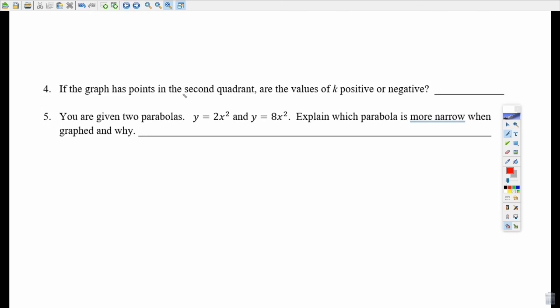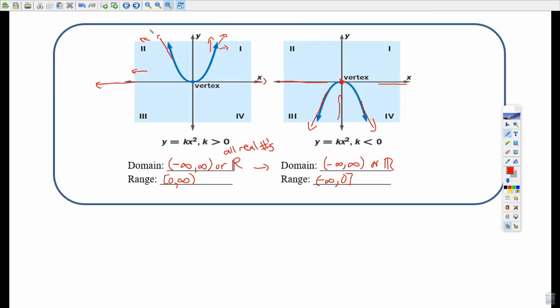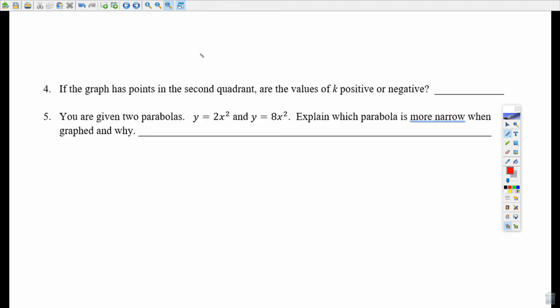If the graph has points in the second quadrant, are the values of k positive or negative? So if you look at the second quadrant, let's go back to this. Here's the second quadrant. The graph only has points in the second quadrant if it's a positive graph. So sometimes you have to go back and look at those pictures to see. So the value of k would be positive. That's the only time it actually is in the second quadrant.